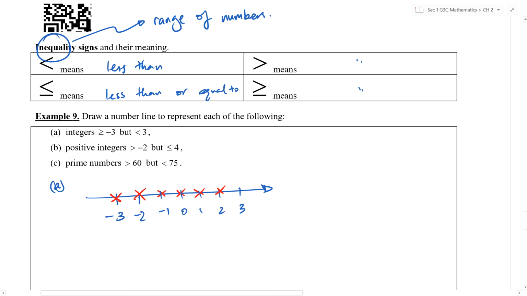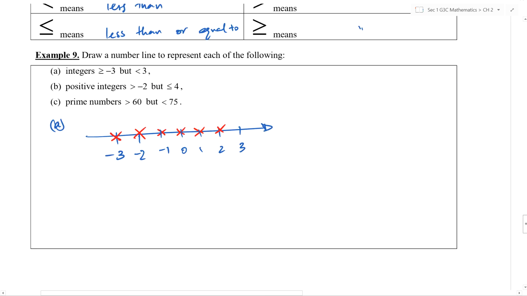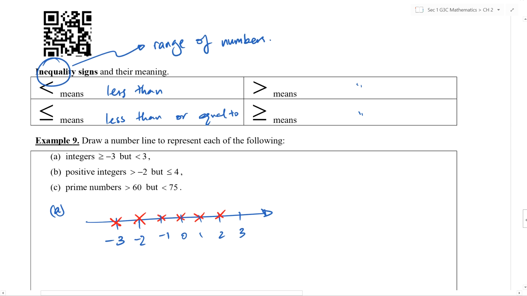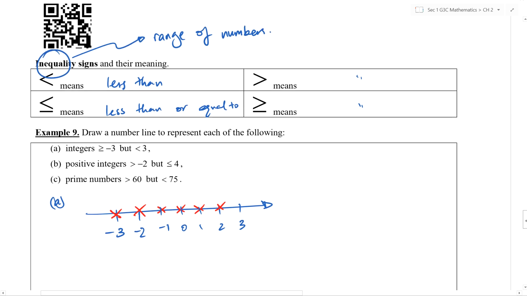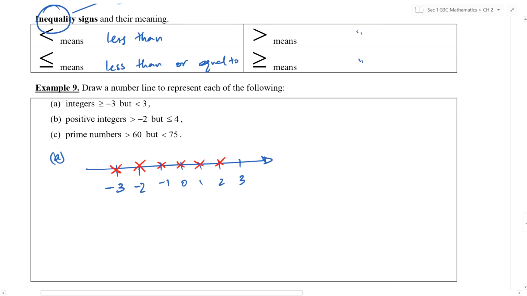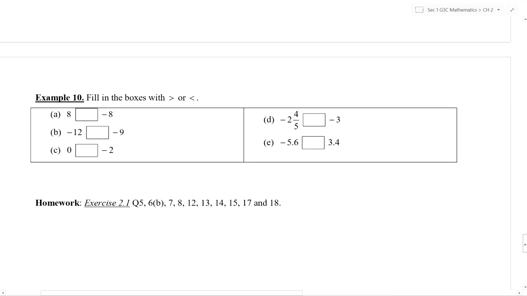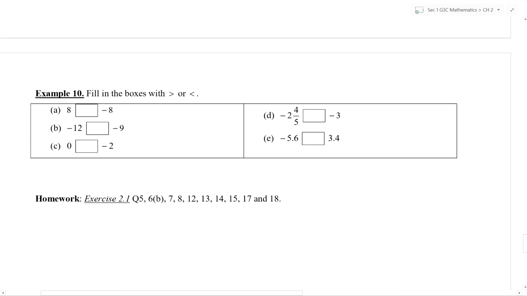I'm sure you can do part B and part C also. And now we have to fill in the blanks.